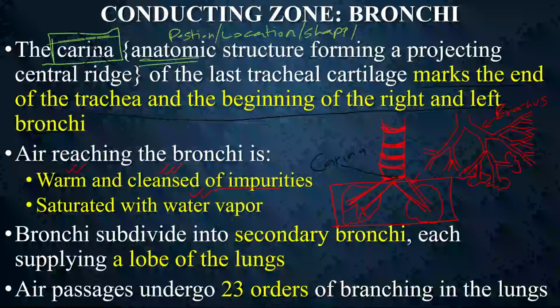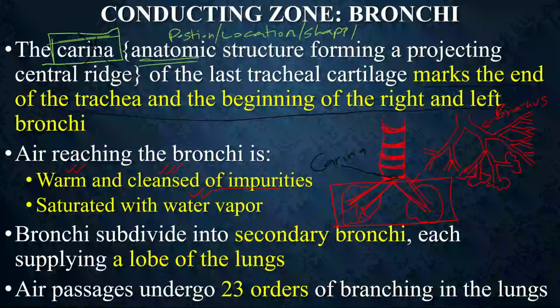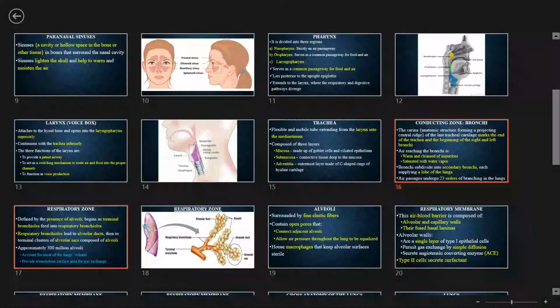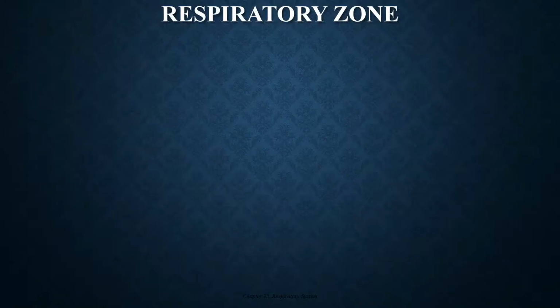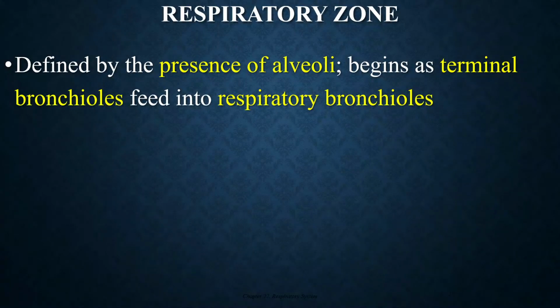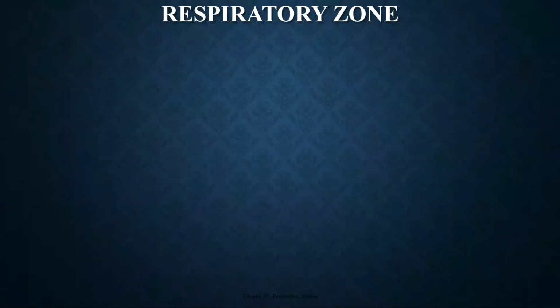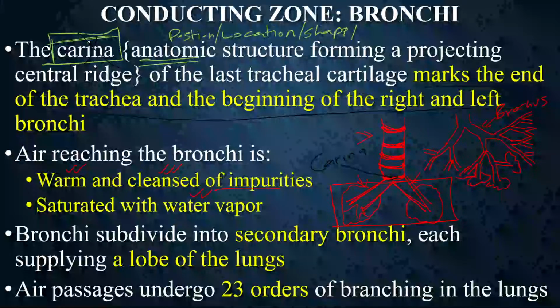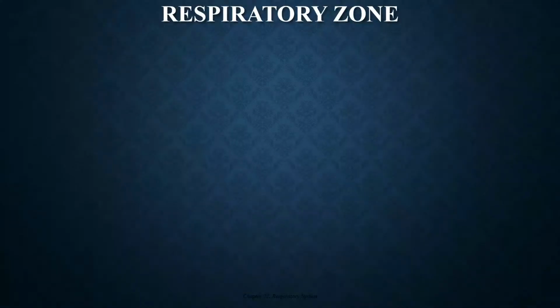The next thing: air passages undergo 23 orders of branching into the lungs. Oh no, what did I just do to my slide? So that is all about the conducting zones, that is the trachea and the bronchi. So where does respiration actually happen? The respiratory zones. This is where the exchange of gas happens.